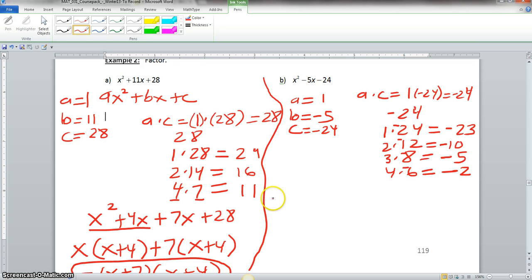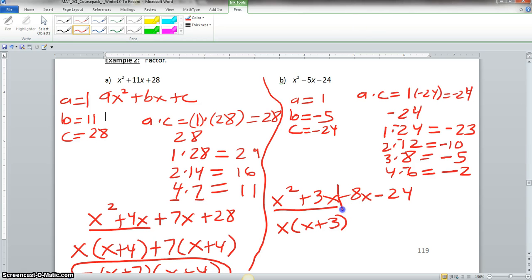So we have x squared plus 3x minus 8x minus 24. Now we group the first two terms. x squared and 3x have x in common, and you're left with x plus 3.